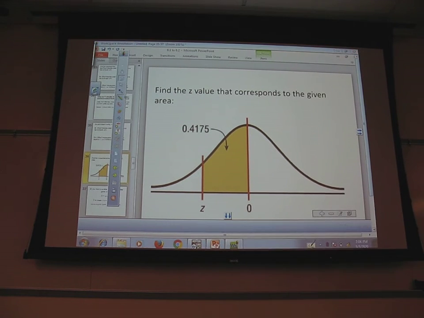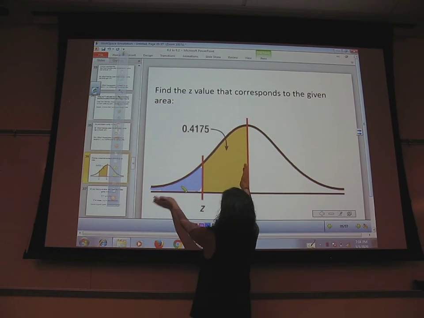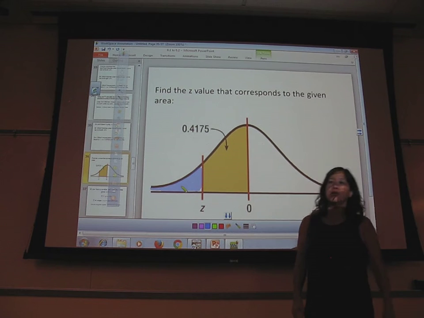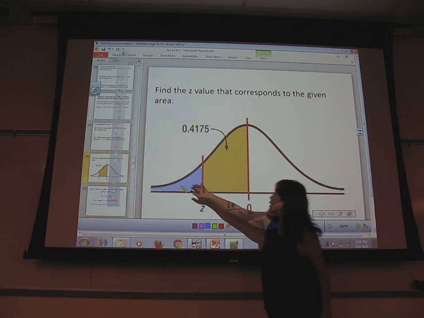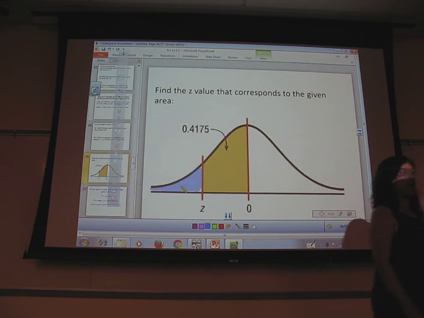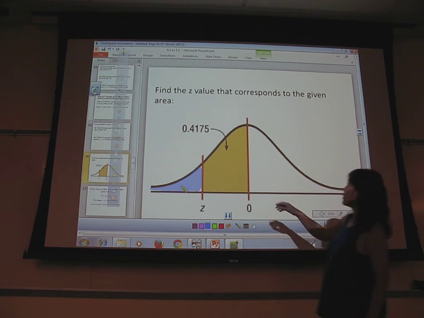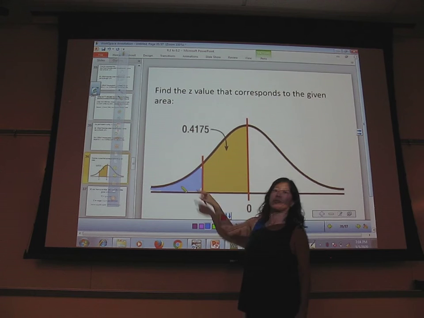So let me shade it blue. What do we know about the blue area we want? We know the orange area. What do I know if I add these two areas together? What does that make? 0.5. 50%. So you guys understand what I'm saying? This plus that gives me 50%, which means that 50% minus that should give me this part here.